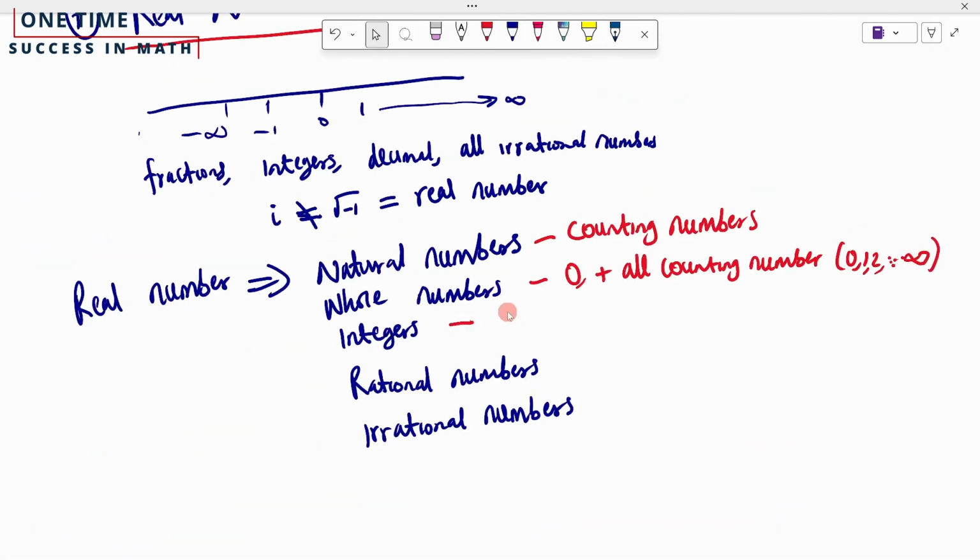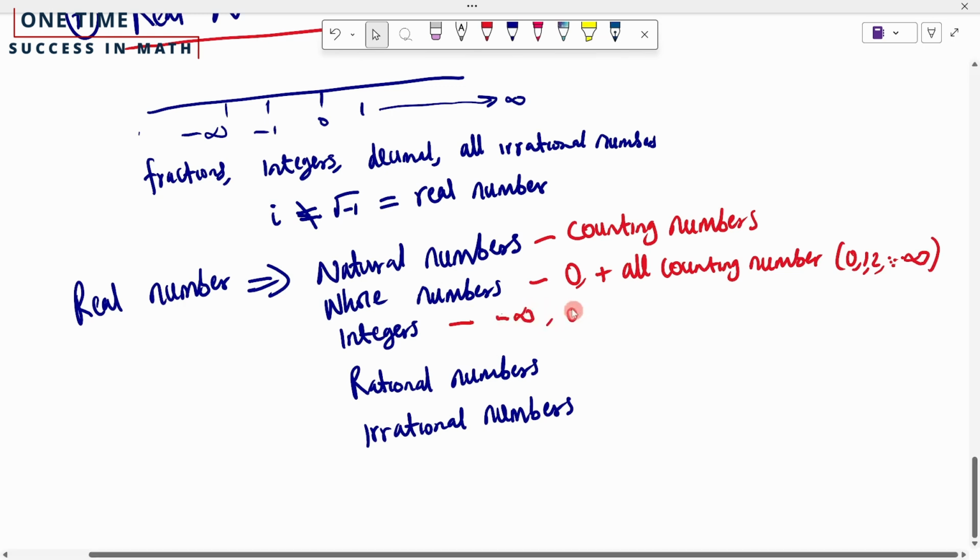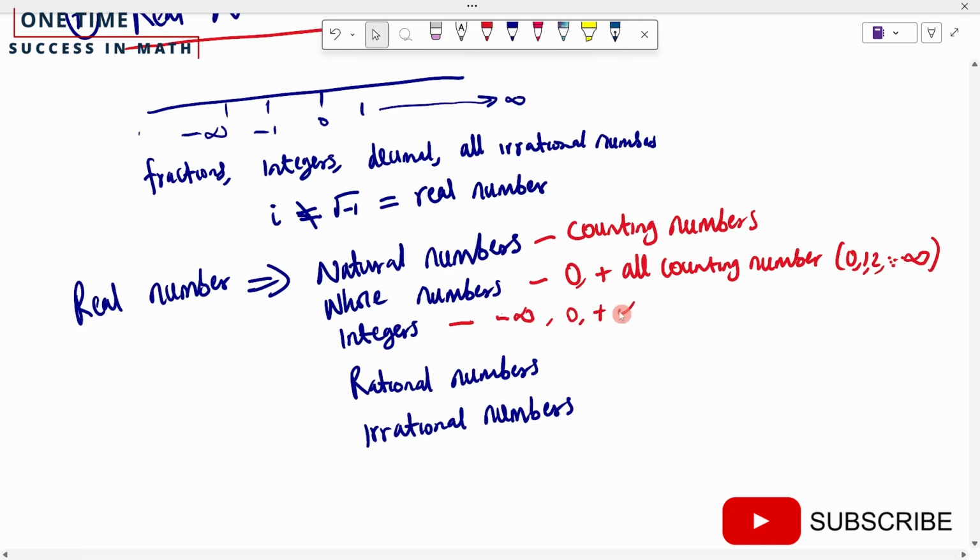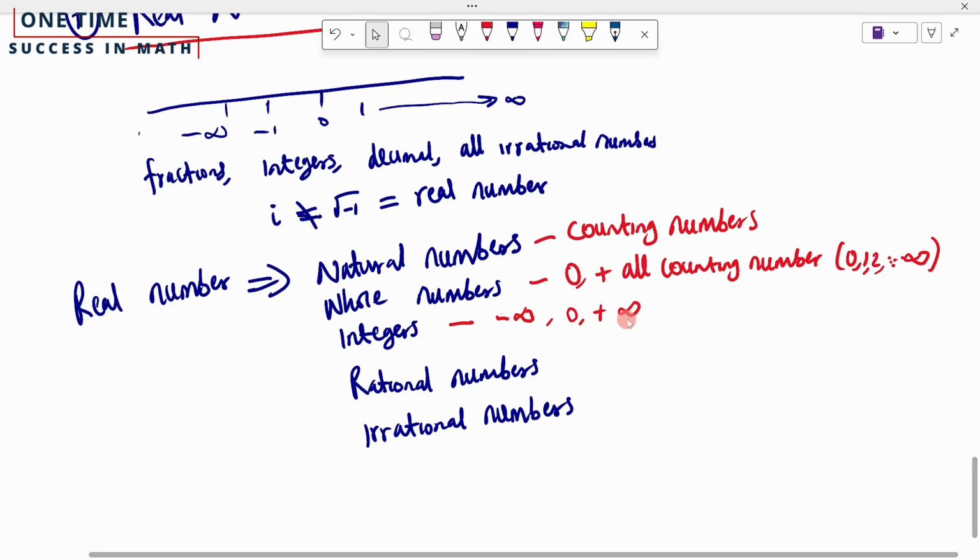Integers we know are what? Whole numbers and their negatives. So from negative infinity to 0 to positive infinity. Any number that is negative, or is 0, or is a positive number, are all integers. What about rational numbers? We said that they are what? Integers and fractions. So they are in the form of a over b, okay?